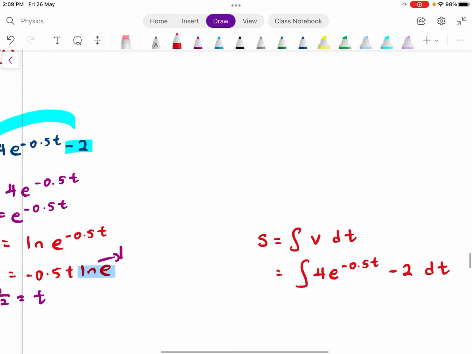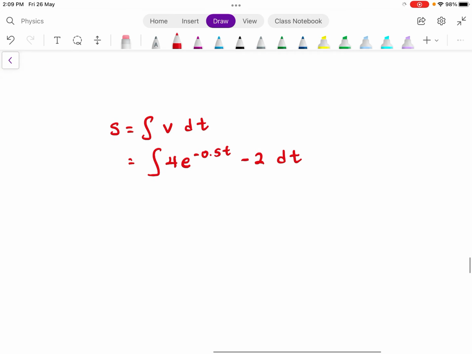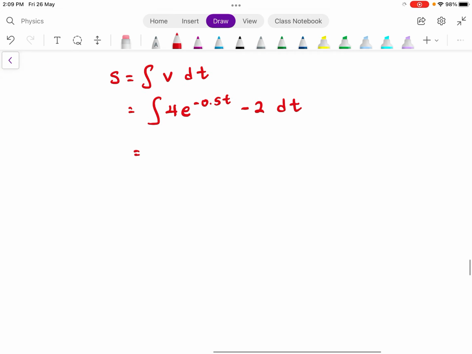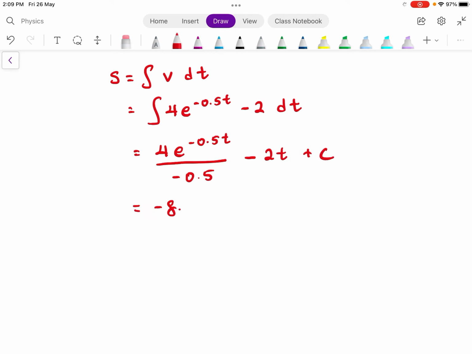Okay, so next part, you simply just integrate term by term. So 4e^(negative 0.5t) over negative 0.5, then after that minus 2t plus c. So what you get is negative 8e^(negative 0.5t) minus 2t plus c. So that will be your displacement time equation.